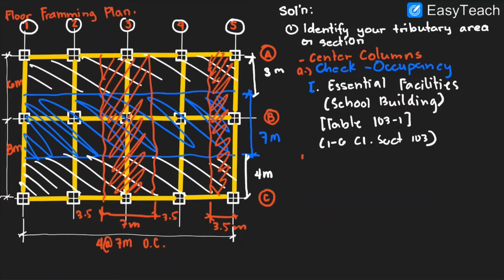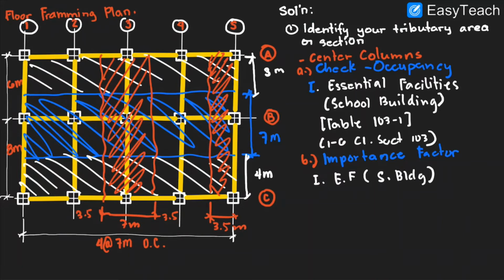Part 2, we need now to identify the importance factor of this structure. Ayan, importance factor. Sabi ko nga kanina from our previous lectures, importance factor designates how essential, how important is the safety of this structure. Note that we have categorized the occupancy as an essential facility, school building.